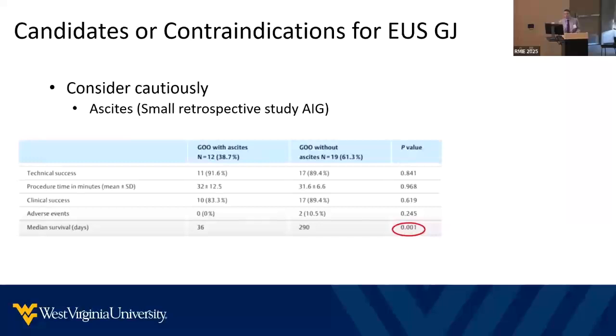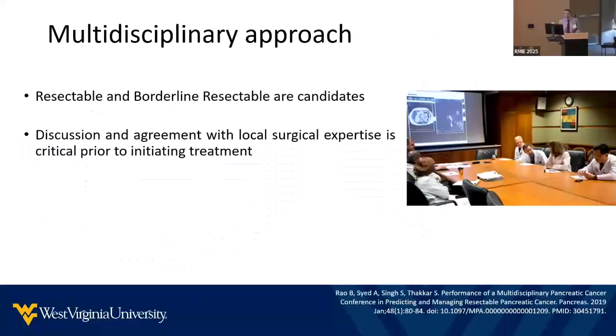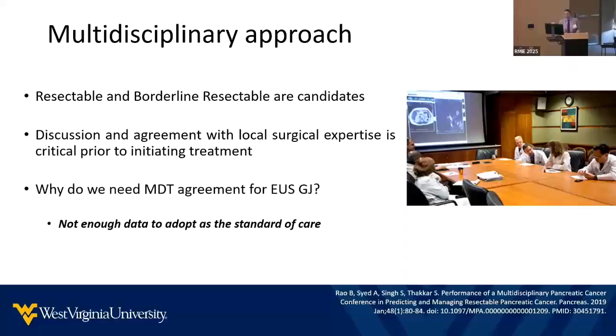I think you've got to consider it cautiously in patients with ascites, linitis plastica, or peritoneal carcinomatosis. In all these cases, however, duodenal stents can still work as well. Whenever we talk about placing EUS-GJs, if you decide it's appropriate to move forward, I think it's really important to have multidisciplinary discussions around this, and the reason is that we just don't have enough data to adopt it as a standard of care.